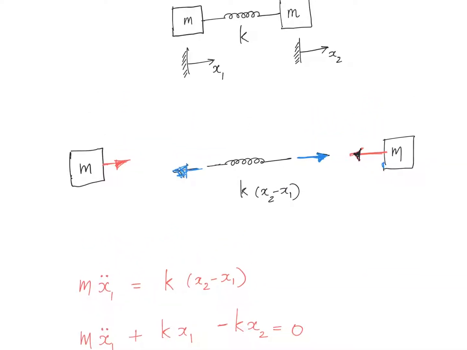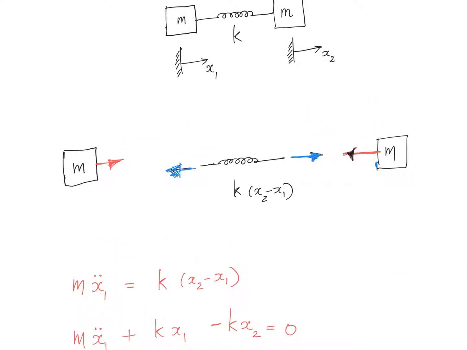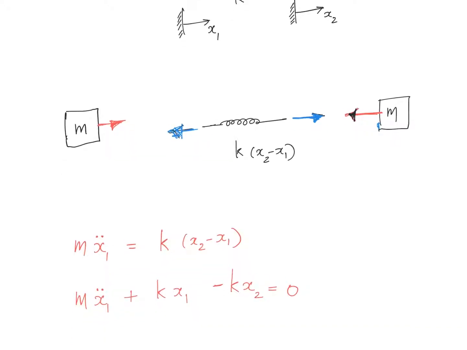I assume that the spring is in tension. That's why x2 is greater than x1. That's why the tensile force in the spring is assumed to be k times (x2 minus x1). Make sense? Good.